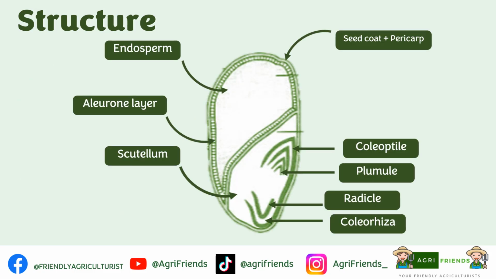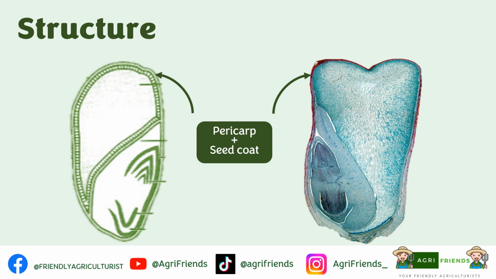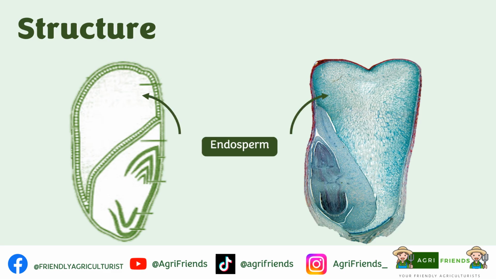Now let's proceed to the structure of a monocot seed. In monocots, the seed coat is divided into testa and tegmen. These layers are tightly fused together with the pericarp or the fruit wall. The endosperm is the large starchy organ where the nutrients for the growing embryo are stored.